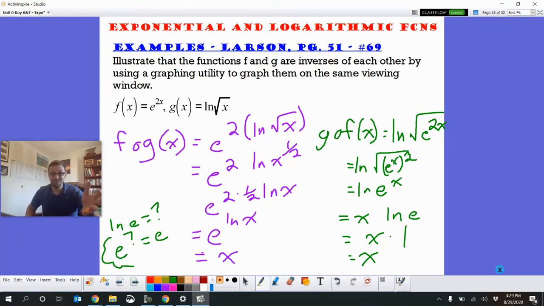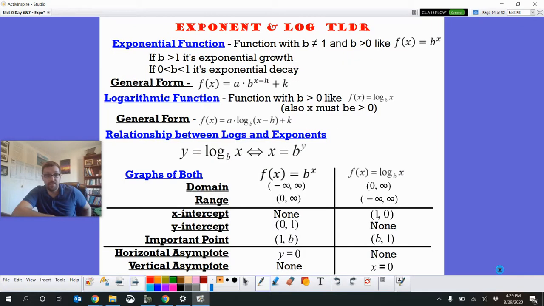Since we did f of g and g of f, and both of those compositions produced x, that means that these two are inverses of each other. We've got some nice inverse functions. And I think that's it for today.